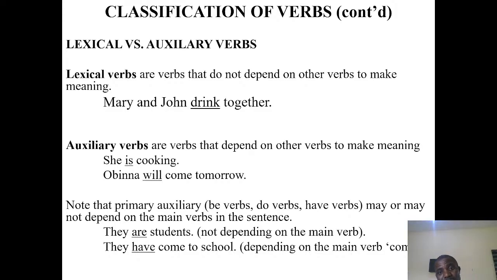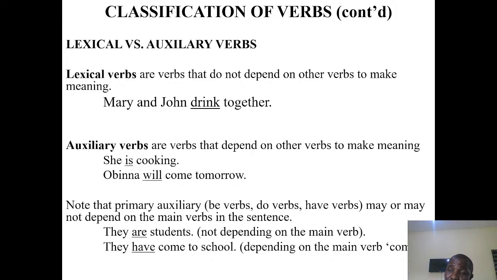Now note that primary auxiliary verbs, be verb, do verb, have verb, may or may not depend on the main verb in the sentence. So they may stand alone, they may support. There are students. The word are is not supporting any verb. While in they have come to school, have is supporting come.